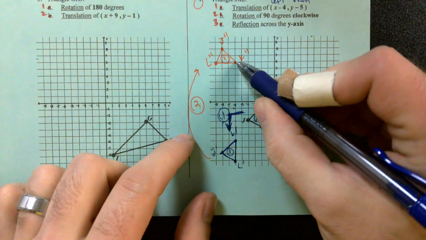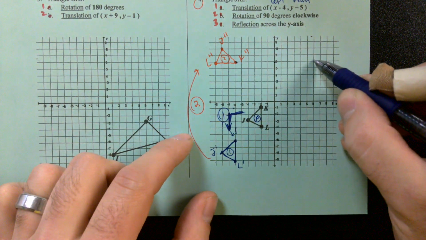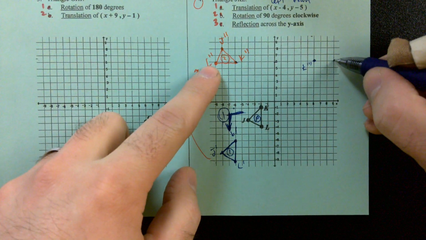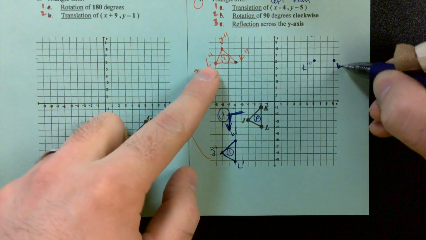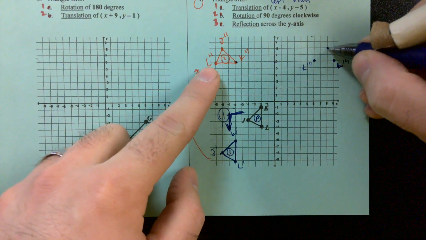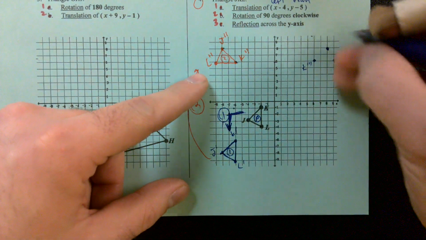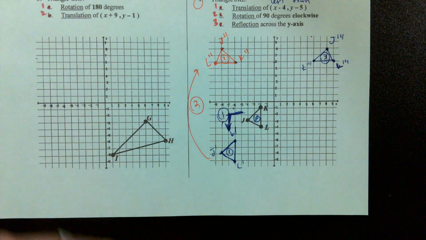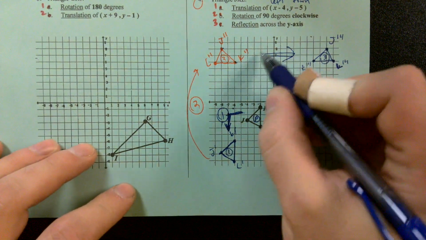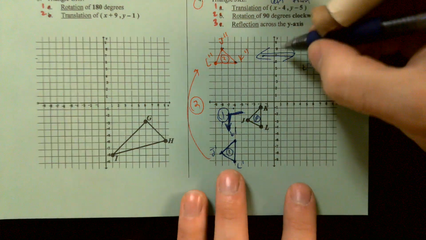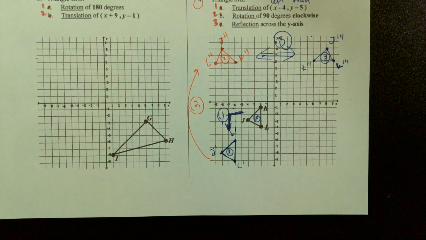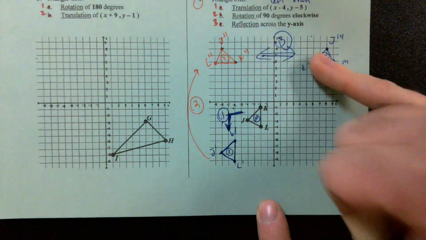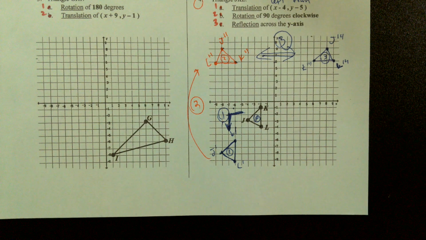I don't like that. So if I'm reflecting across the y, I'm going to count over. K double prime is 6 away. I'm going to go 6 more for K triple prime. L double prime is 9 away. I'm going to go 9 more for L triple prime. And J double prime is 8 away. I'm going to go 8 more for J triple prime. And there's triangle 3. All right, so we took this triangle, we moved it left and down, we turned it to the right, and then we flipped it over the y-axis.